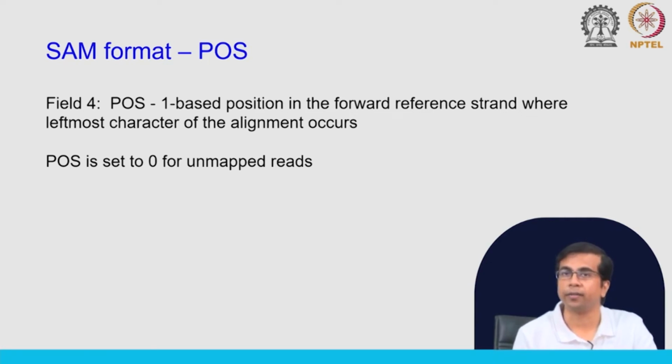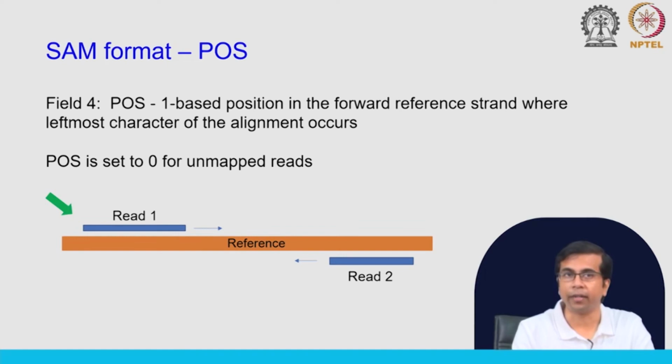So, in the reference sequence, where the leftmost character of the read occurs in the reference sequence, that is the position that we get in this POS. And this is set to 0 if you have unmapped reads. So, if a read did not align, you will get this as 0. Just to clarify, this is the position. If you have read 1, read 2, and you are describing the results for read 1, it will give you this position, the leftmost position here.